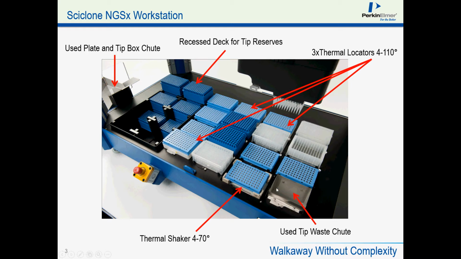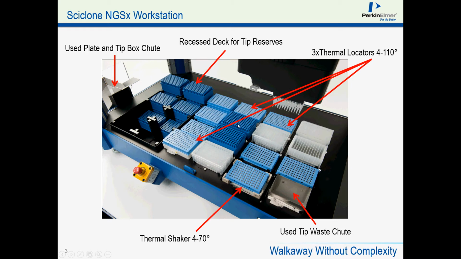On the bottom right-hand corner, there's a waste chute. When tips are finished, after you've, for example, aspirated supernatant and dispensed it to your liquid waste container, at that point you'd be done with them because you don't want to cross-contaminate other reagents and samples. So there is a waste chute with a tray or bucket that sits underneath to collect the used tips.